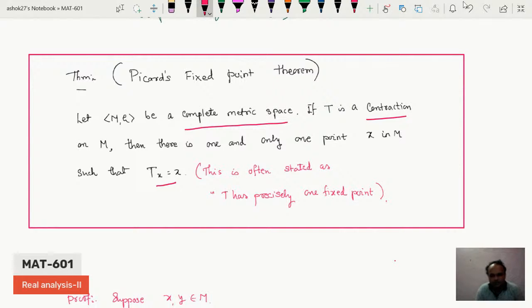This point is called a fixed point. So if M is a complete metric space and T is a contraction mapping on M, then there should exist only one fixed point for this contraction mapping T, that is Tx equals x, and it is true for only one x, and x is the unique point in that metric space M. This is often stated as T has precisely one fixed point. So we'll prove this theorem.